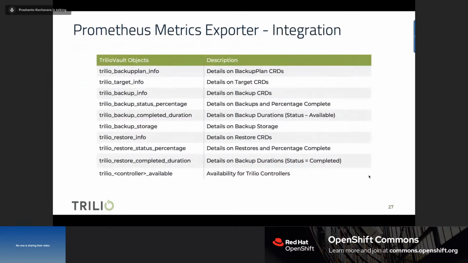Now, talking a little bit about the metrics that we expose. There are informational objects or items that we provide around the backup plan, target, and backups. We have information around the status, as to how much of the backup has completed, and the duration of the backup to understand what the transfer speeds were. You also have how much backup storage a particular backup is using and how much free storage is available on a particular target. Also, we have information about restores.